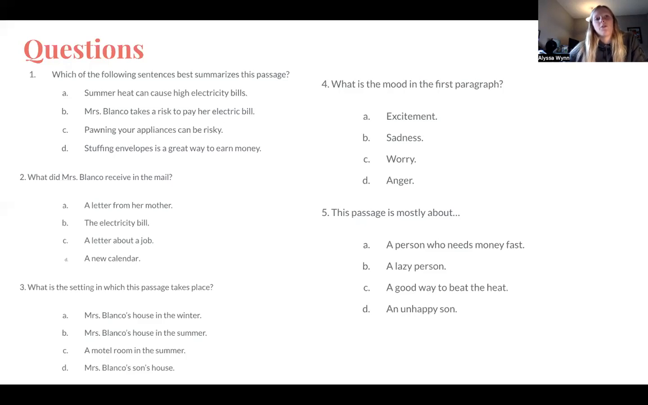So first, we are going to go through the questions that you will be looking for as we are reading this passage. Number 1, which of the following sentences best summarizes this passage? Actually, I won't read the answers. We're just going to read the questions. 2, what did Mrs. Blanco receive in the mail? 3, what is the setting in which this passage takes place? 4, what is the mood in the first paragraph? And 5, this passage is mostly about.